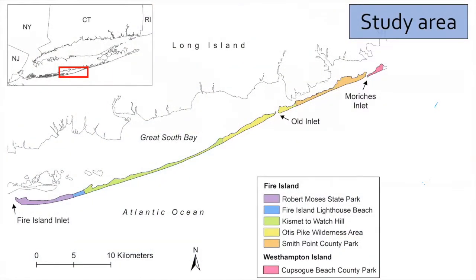So as I mentioned, we were particularly interested in coastal New York, and our study area was Fire Island here on the left, and a smaller portion shown in pink here of Westhampton Island. And like many areas along the northeast Atlantic coast, this coastline has been subject to a lot of human modification, as well as increased coastal development and recreation. And the colors you see here indicate the different management units that were responsible for those lands. And that's important because it leads to a difference in habitat management and species management as well.